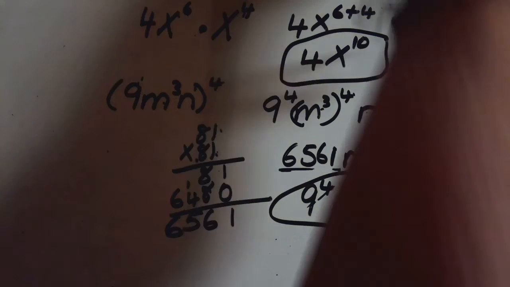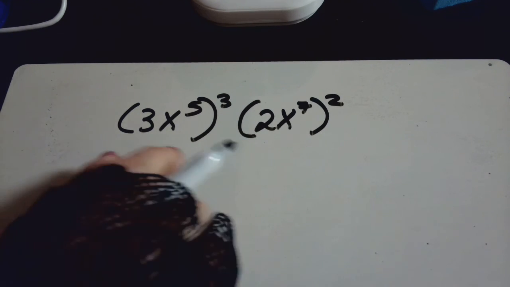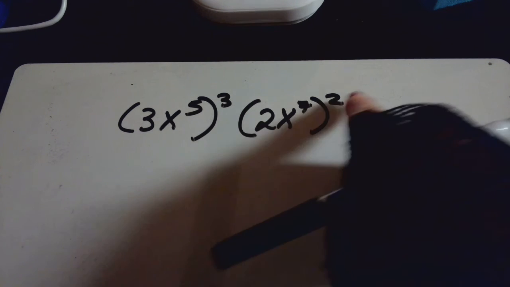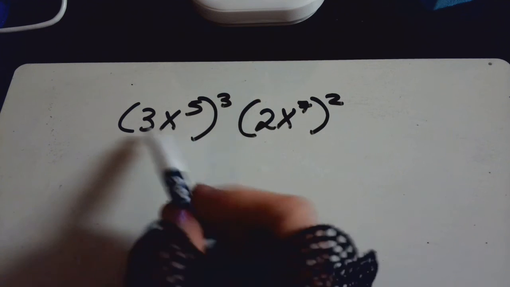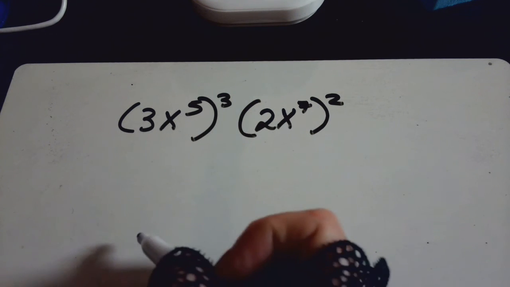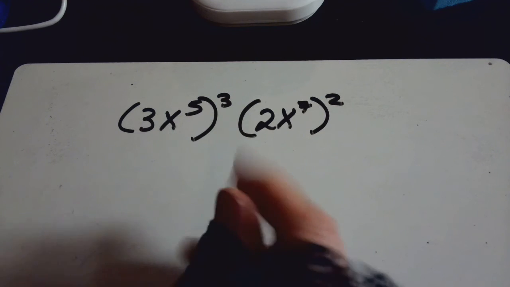Alright, let me try another one. Let's have another little challenging one here, because the more you see it, the more you'll know exactly what to do. Okay, here's a nice one I found. Alright, so here we go: (3x to the 5th) raised to the 3rd power times (2x to the 7th) raised to the 2nd power. Okay, so you've got a power of a power for the first one, and a power of a power for the second one. So the first thing you have to do is get rid of the parentheses. It's just like with PEMDAS, you distribute, get rid of the parentheses first.